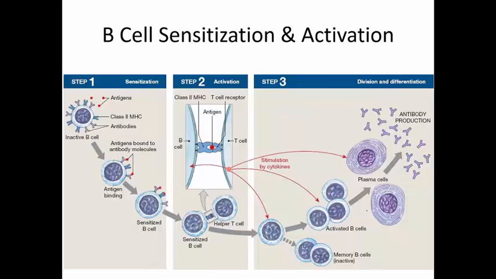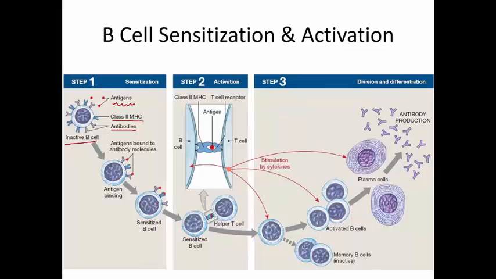So where do antibodies come from? They come from B cells. And so now I'm going to talk about B cell sensitization and activation. So in step 1 here is the inactive B cell, and it displays antibodies for a specific antigen on its surface, as well as class 2 major histocompatibility complex on its surface as well. And so here's the antigens that are going to sensitize this B cell. So the antigens are recognized by the antibodies, and that causes the B cell to be sensitized.